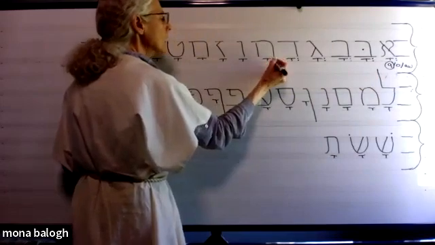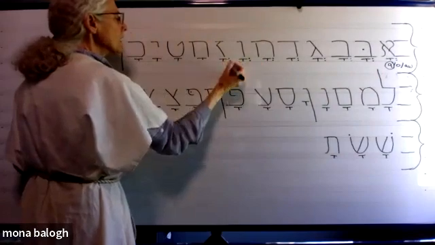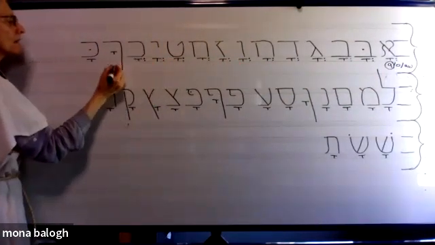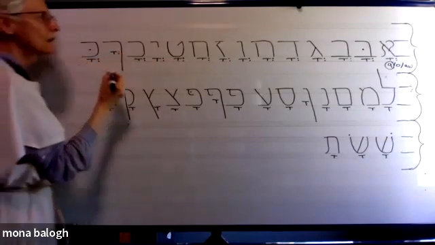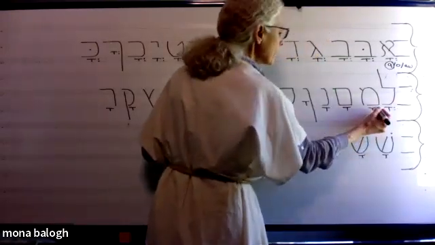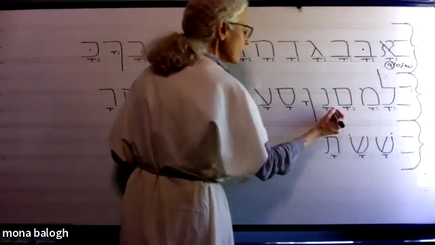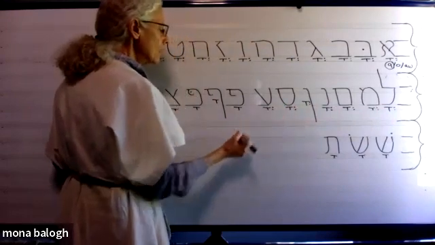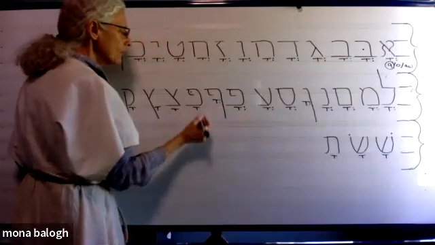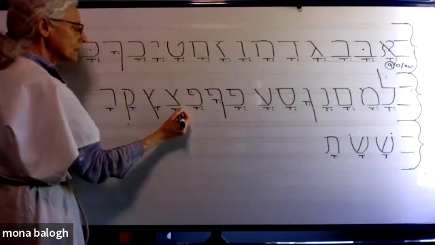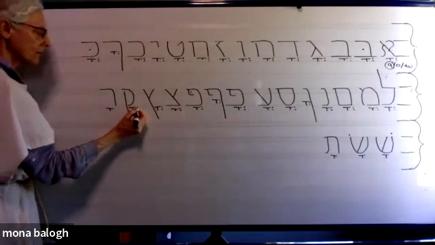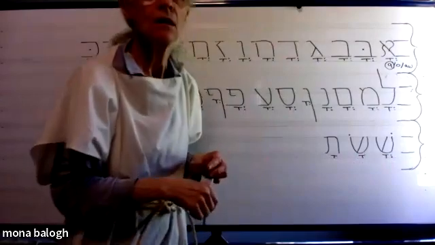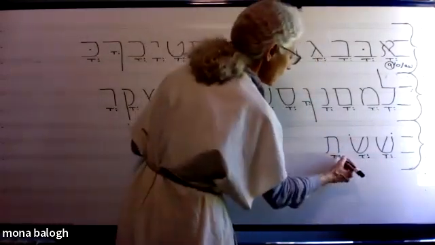Da, ha, va, za, ha, ta, ya, ha, ha, ha, la, ma, na, sa, o, fa, fa, ha, sa, sa, ka, ra, sha, sa, ta.